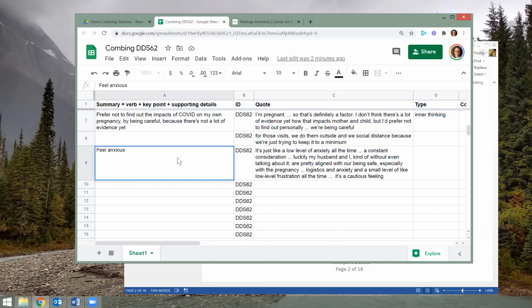Now, could we say anxious and cautious? You could, but let's keep it simple. Feel anxious constantly, because that's the word she used, about logistics, safety logistics, because she's safe, especially with the pregnancy.